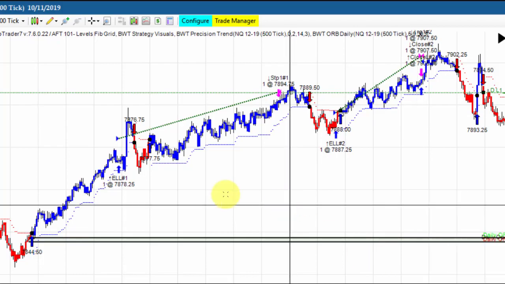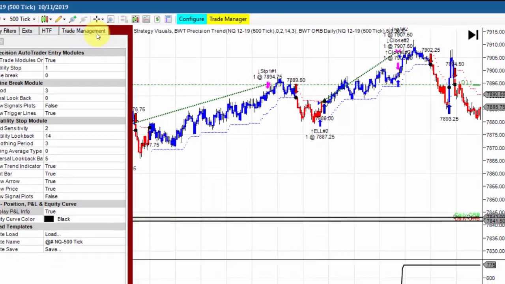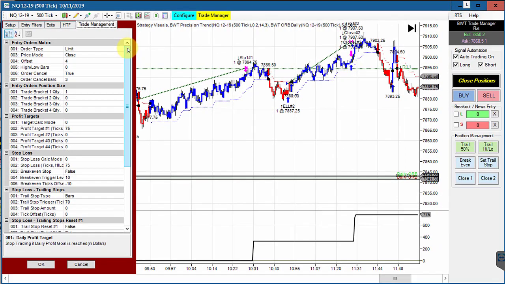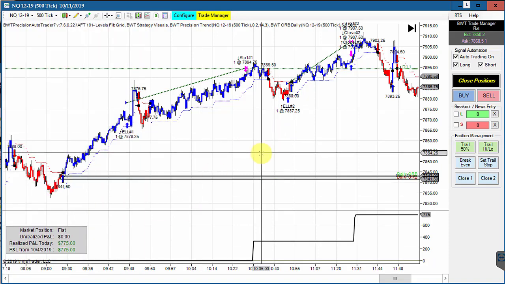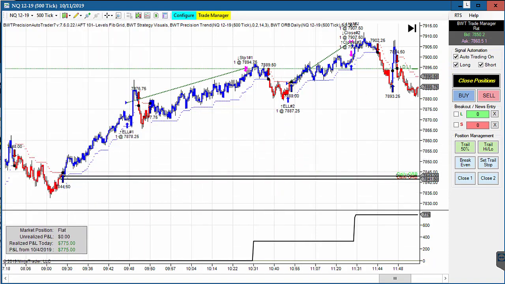This is trading a single contract. A limit order with a 4-tick pullback. So really nice performance on this chart. And I haven't been plotting this very long. I just wanted to show a straight 500-tick chart, and it does a nice job.